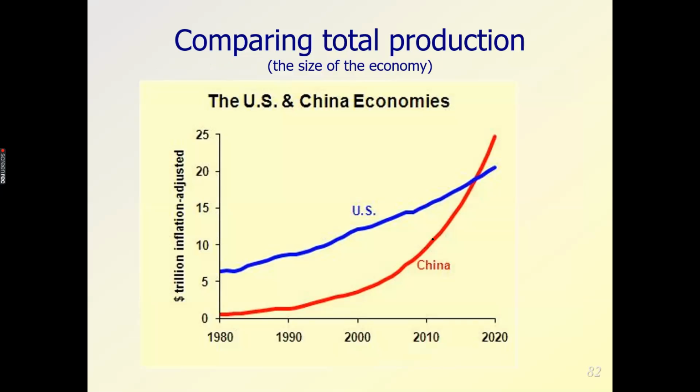Now we have an interesting graph here that is showing us how the total production, now we're looking at the size of the economy measured in monetary terms, and this is inflation adjusted. Now we know what this means. This means we're taking away the inflation. So the real GDP of these economies, in trillions, the USA has been growing steadily over time.